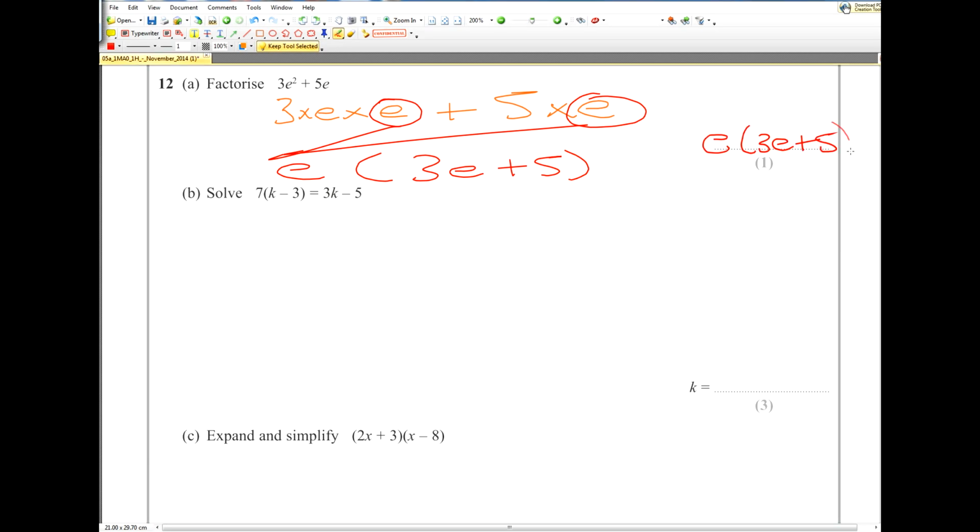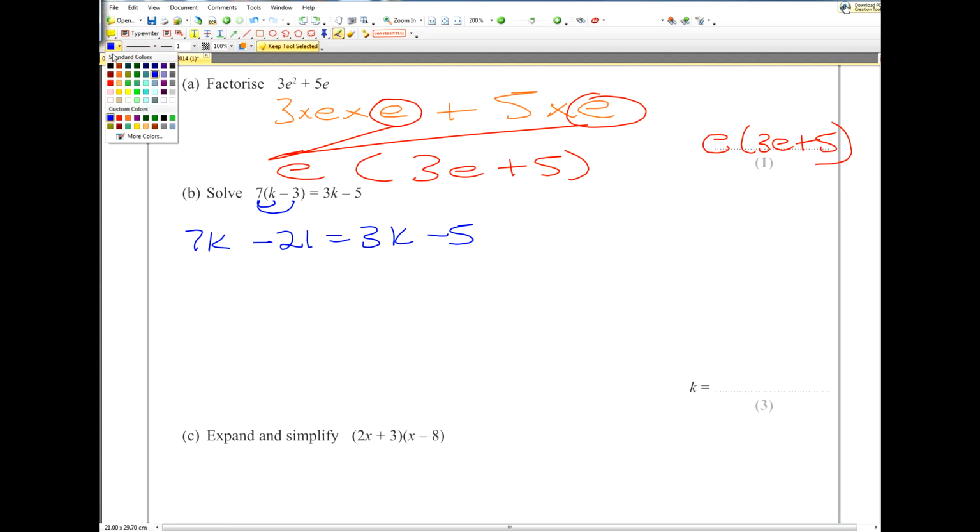So the answer over here is e(3e plus 5). Next question, it goes solve. Now before we solve this, what we need to do with the brackets on the left hand side is expand the brackets. So 7 times k and 7 times minus 3. So we have 7k minus 21 is equal to 3k minus 5. Now, when we have a double-sided linear equation, what is the idea behind this? We need to get the smaller k value towards the larger k value. So move the k's onto one side and move the numbers onto the other side.